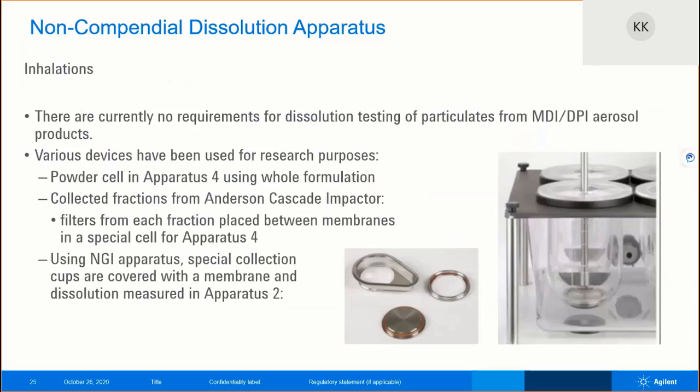What you do is you collect fractions from the Anderson cascade impactor, and filters from each fraction are then placed between membranes in a special cell for the apparatus 4. And using the NGI apparatus, also special collection cups are covered with a membrane, and the dissolution is then measured in apparatus 2. So you can use that device and put it in your standard dissolution tester in the bottom, a little bit like the paddle over disc assembly there, right?